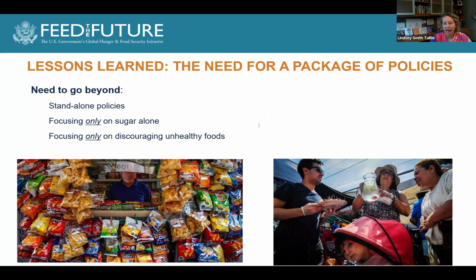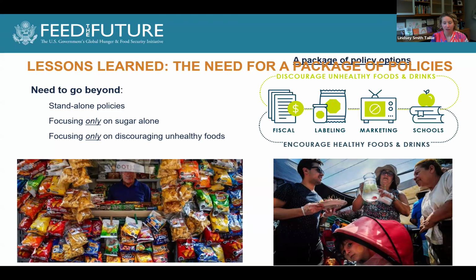So we can't just have these kind of standalone policies that are focused only on disincentivizing unhealthy foods. We really want to think about a package of policies. So in Chile, we saw that it worked well to have the labeling and marketing and school policies, but an important addition to this would have been making sure that people, especially people with low income, could afford healthier options.